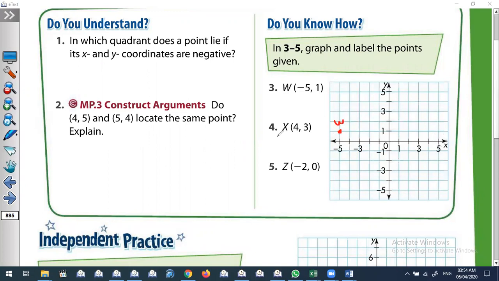X, 4 and 3. 4 on x, 1, 2, 3 here. And 3 up, because we have 3. 3 up, 1, 2, 3 here, like that. So this will be X. Z, -2 and 0. -2 on x is here, and 0, so stop at your place. Don't move up or down, just stop on the line. So this point is Z.